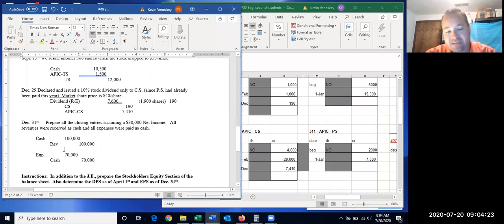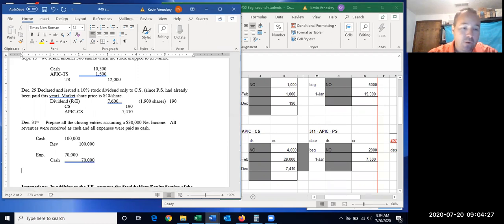When I combine these, that's where the net income comes from. So now what I'm ready to do is this is what happened throughout the year. Now I'm ready to do the closing.